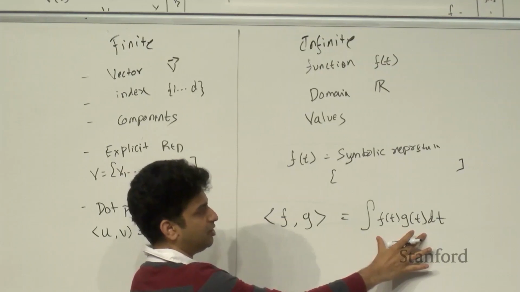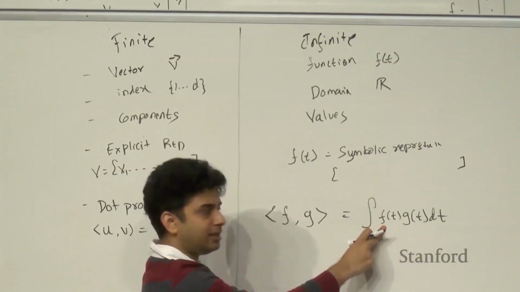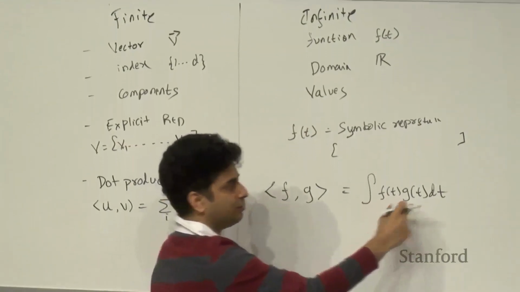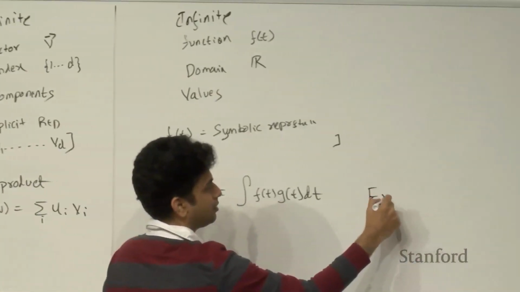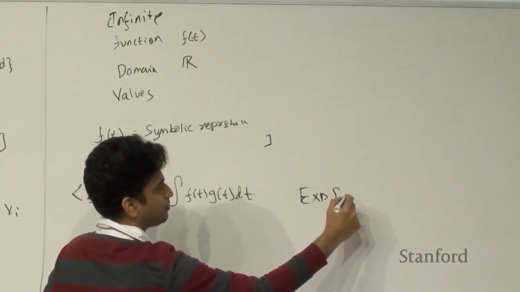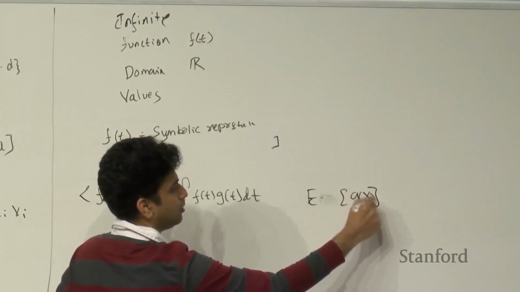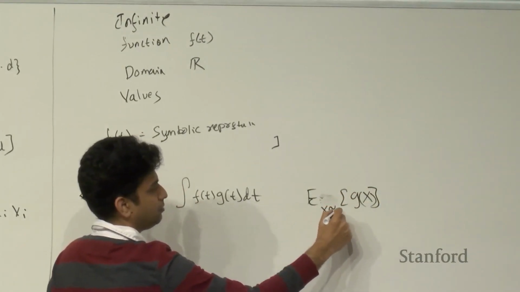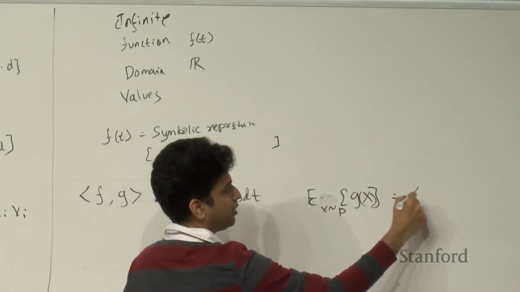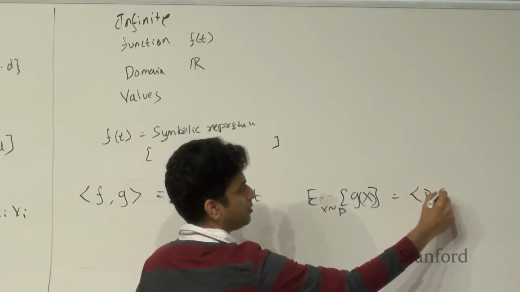In fact, you might be familiar with this form. If f is like a probability density function and g is like a random variable, then the expectation of some g(x), where x is drawn according to some distribution p, is actually just the inner product between p and g.